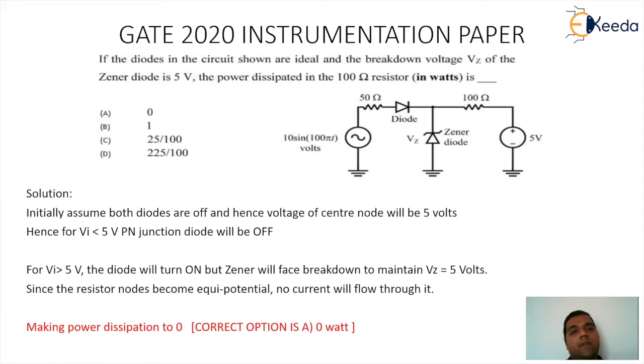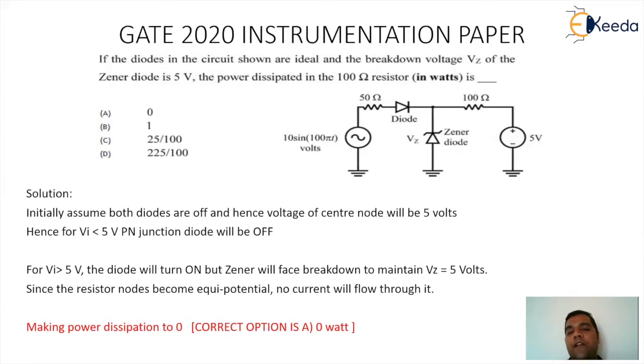Next question. This question is from the GATE 2020 instrumentation paper. The question is, if the diodes in the circuitry shown are ideal and the breakdown voltage Vz of the Zener diode is 5 volt, the power dissipated in the 100 ohm resistor in watts is: option A 0, option B 1, option C 20 by 100, and option D 225 by 100.